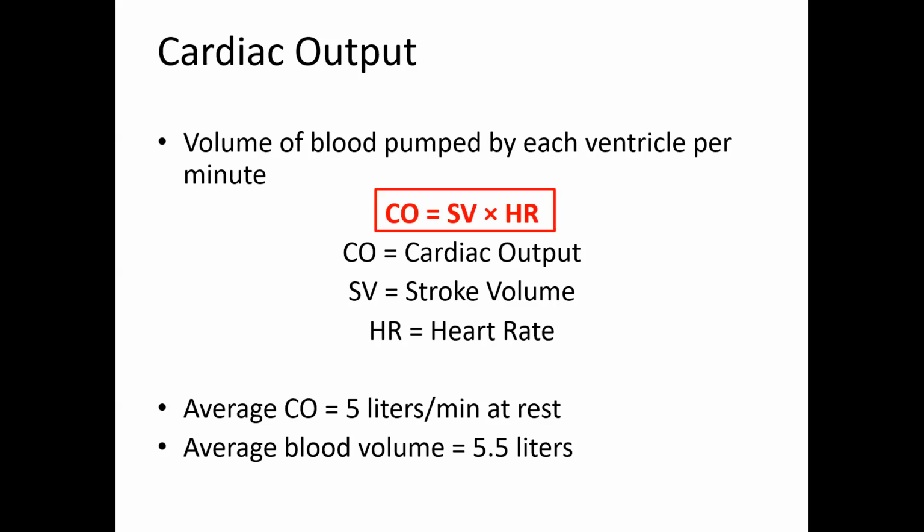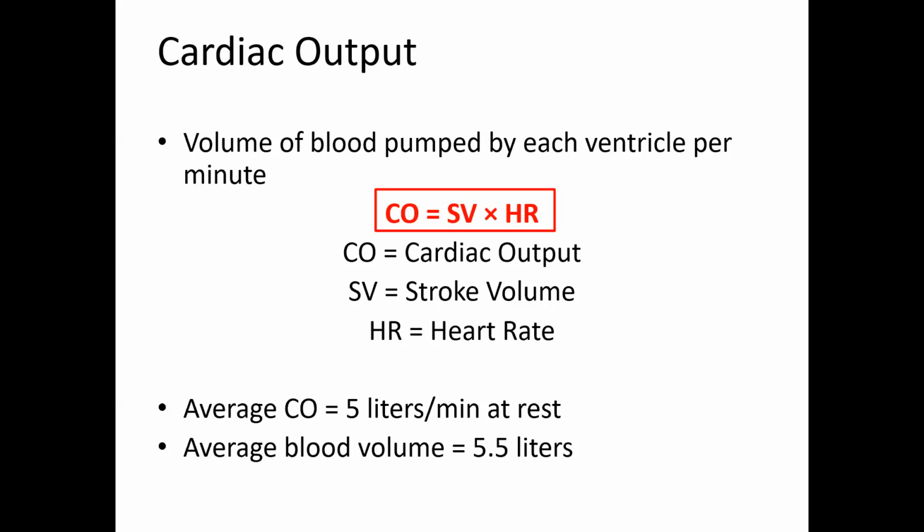So our formula for cardiac output is stroke volume times heart rate. And so this is a rate of the volume of blood that is pumped by each ventricle per minute. So it's going to be a product of whatever the stroke volume is. And we should remember, stroke volume is the actual volume of blood that's ejected. And if we multiply that by the heart rate, we should get the cardiac output.